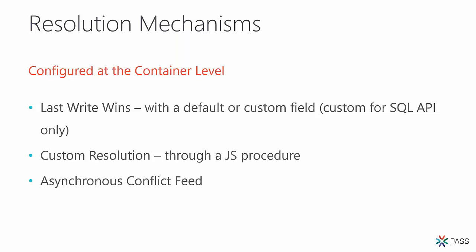And then there's also an asynchronous conflict feed. What that means is that if there is a conflict, Cosmos DB takes no action and puts the difference of what the conflict was into a feed, basically a queue that you can then consume either in your application or review manually, and then you can decide how you want to resolve the conflict. Okay.